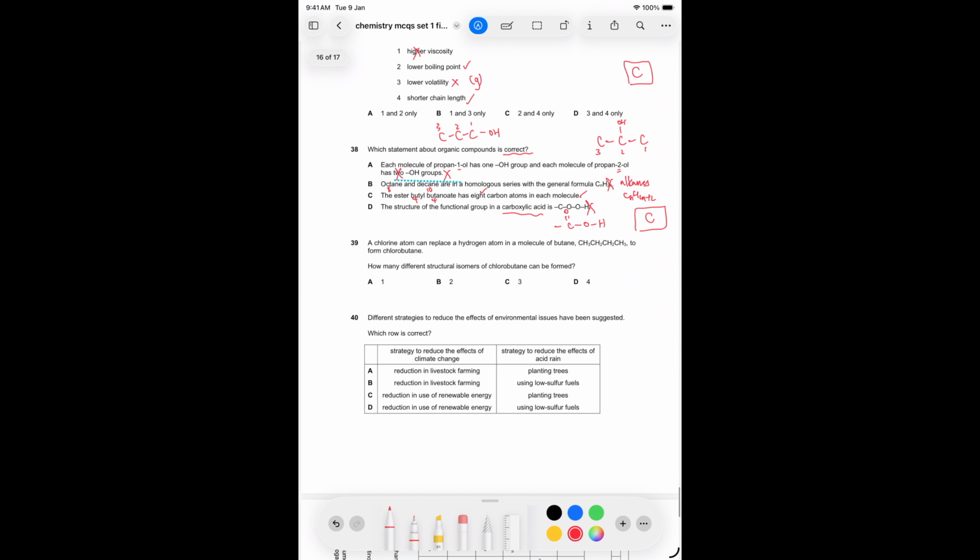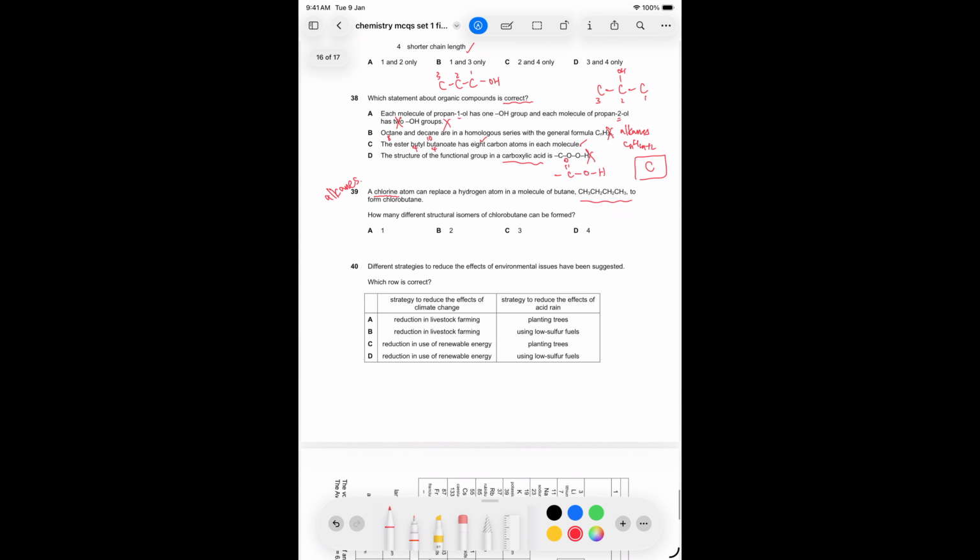Question 39. A chlorine atom can replace a hydrogen atom in a molecule of butane to form chlorobutane. So this is a substitution reaction with UV light. How many different structural isomers of chlorobutane can be formed? Basically, you are playing around with the chlorine. Depending on where you place the chlorine, you'll get different isomers.